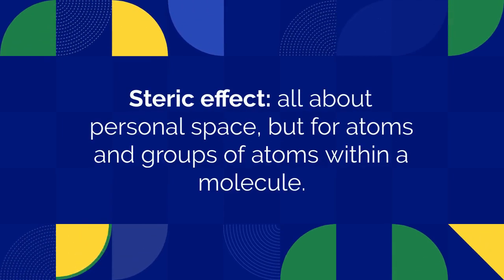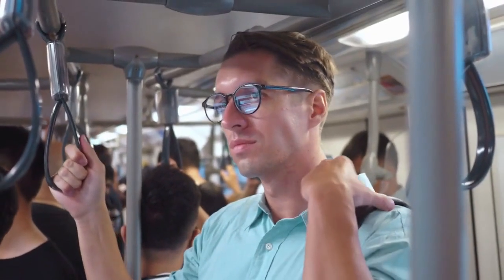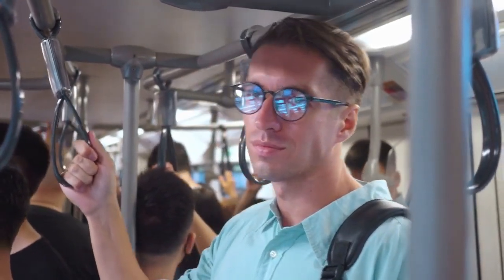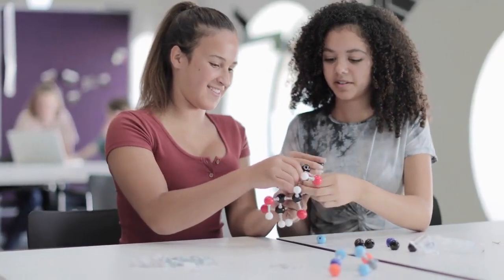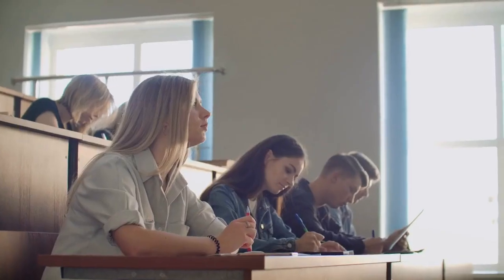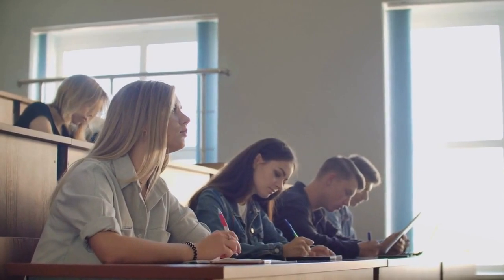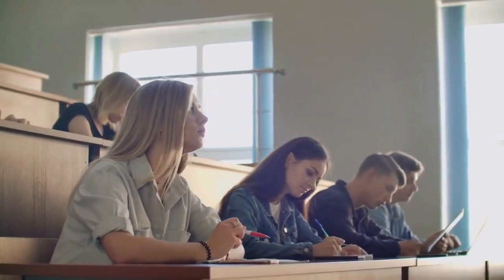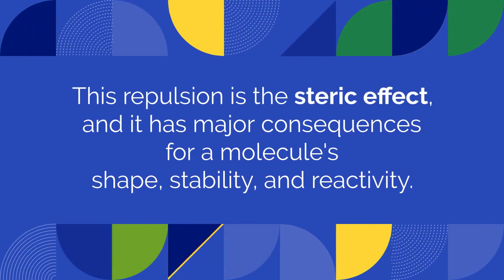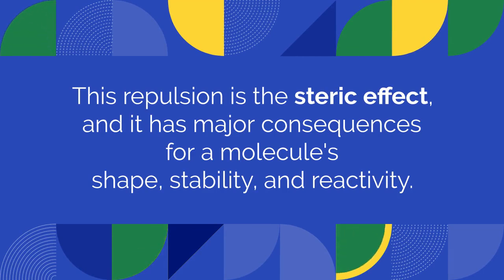In simple terms, the steric effect is all about personal space, but for atoms and groups of atoms within a molecule. Imagine a crowded room. People take up space, and if it gets too packed, they start bumping into each other, which is uncomfortable. Molecules are the same. Atoms have electron clouds that occupy a certain volume. When these bulky groups are forced too close to one another, their electron clouds start to repel each other. This repulsion is the steric effect, and it has major consequences for a molecule's shape, stability, and reactivity.